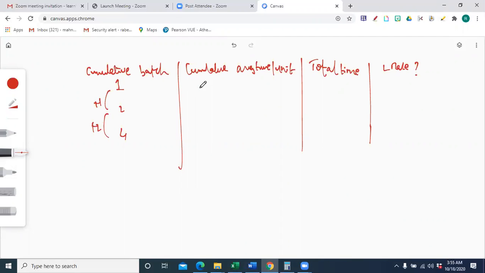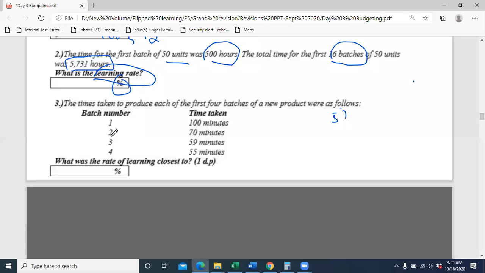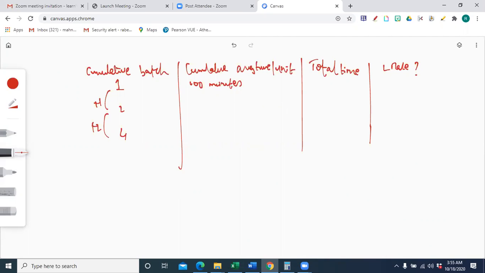So here, what is the cumulative average time for the first unit? That's 100 minutes, right? Now for 2 units, the cumulative average time for 2 units. How do you calculate the average? Time taken for the first unit is 100 and the second unit is 70. Just divide it by 2. You're going to get the cumulative average time.